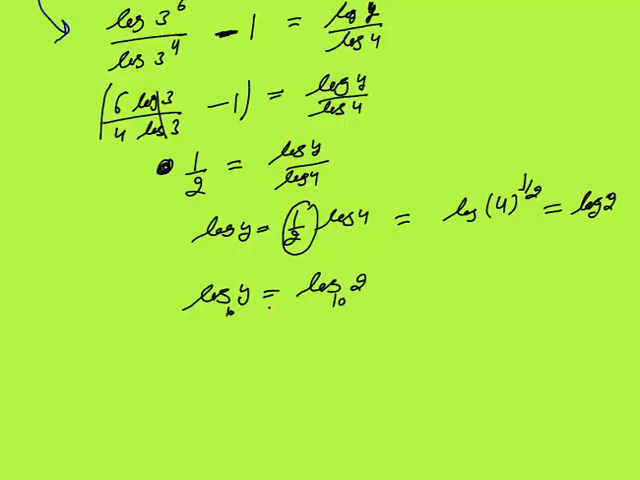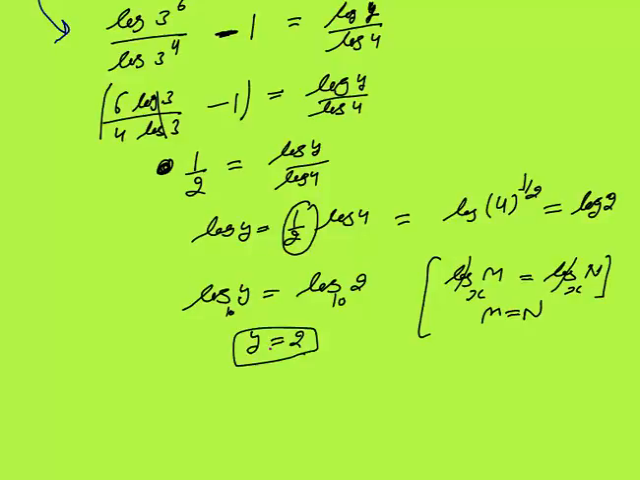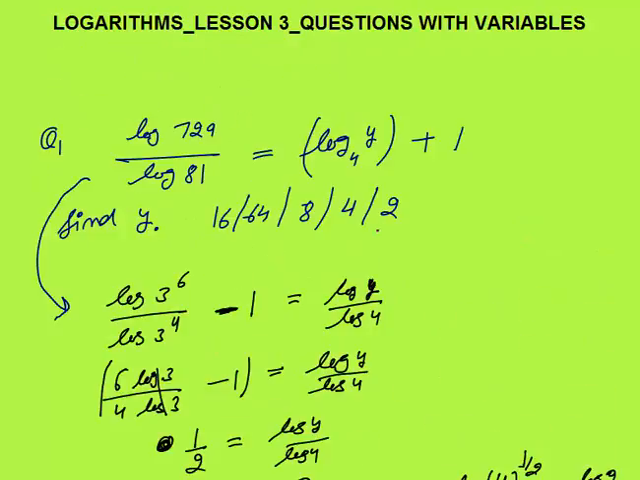Now we know a very important property: log of m to the base x equals log of n to the base x. The base is the same, so log and log will be cancelled out, and m will be equal to n. So simply you can say that y will be equal to 2. So your answer would be option number 5, that is 2.